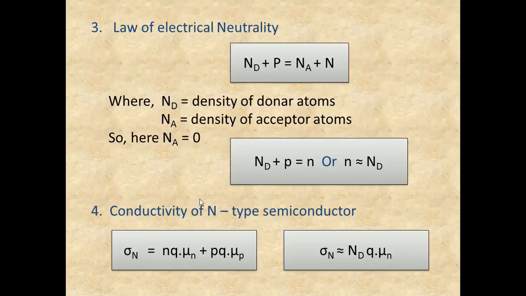Fourth is the conductivity of an N-type semiconductor. This formula you're very much aware of. You're just putting the same above thing into it. P is negligible, so you're removing this P term, and in place of the small n, electrons, you are putting the density of donor atoms.